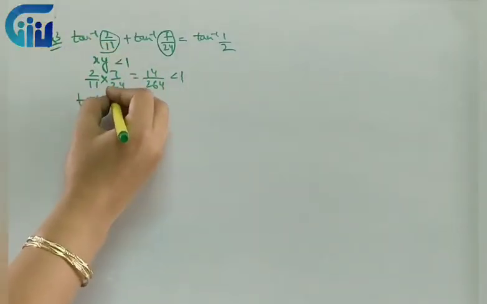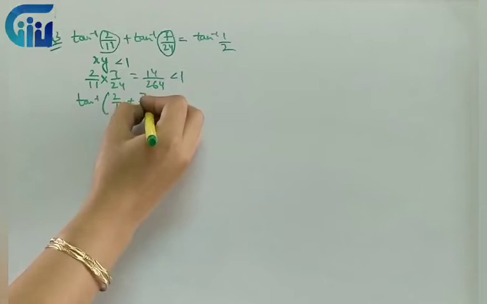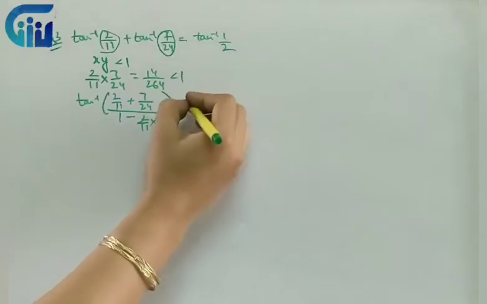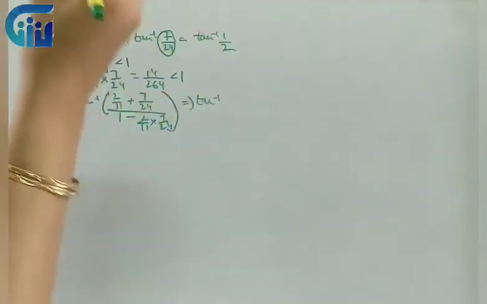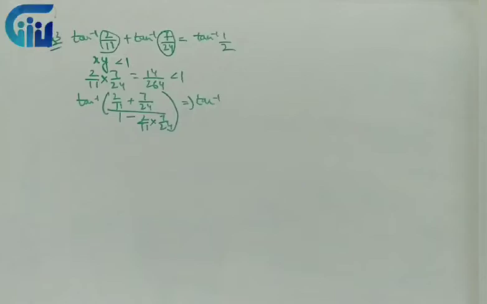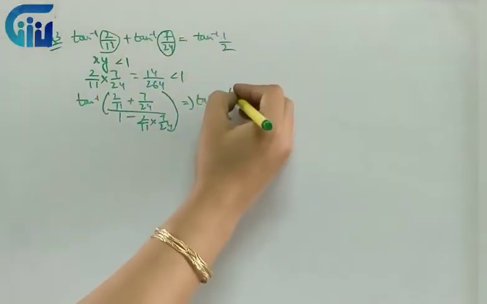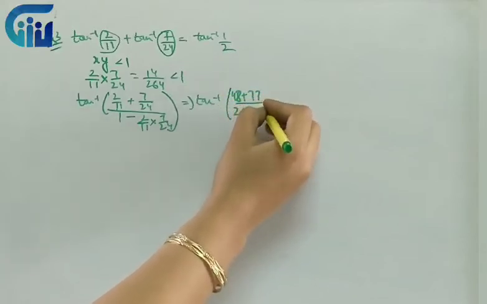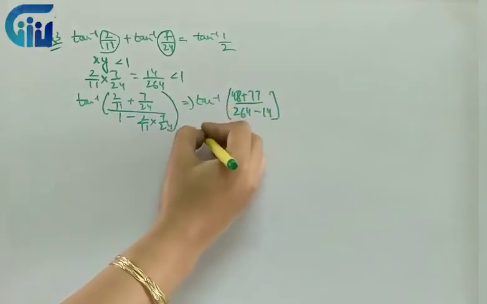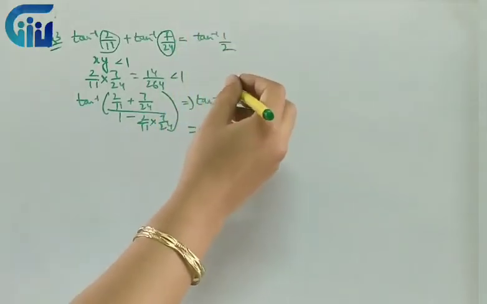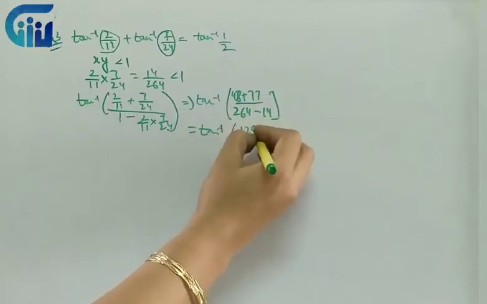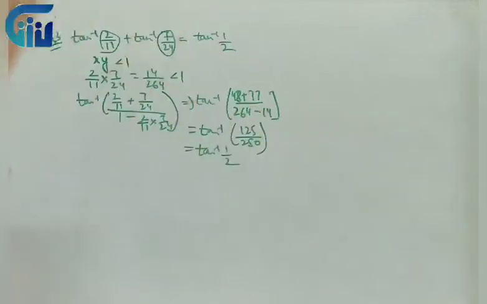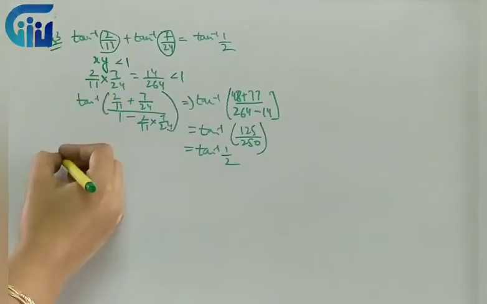So tan inverse of (2 by 11 plus 7 by 24) upon (1 minus 2 by 11 into 7 by 24). If we quickly solve this up, it will come out to be tan inverse of (48 plus 77) upon 264 if I multiply both, and this will be 14, right? So tan inverse, this will be 125 upon 250, right? So if I solve this up, this will be tan inverse 1 by 2. Clear?